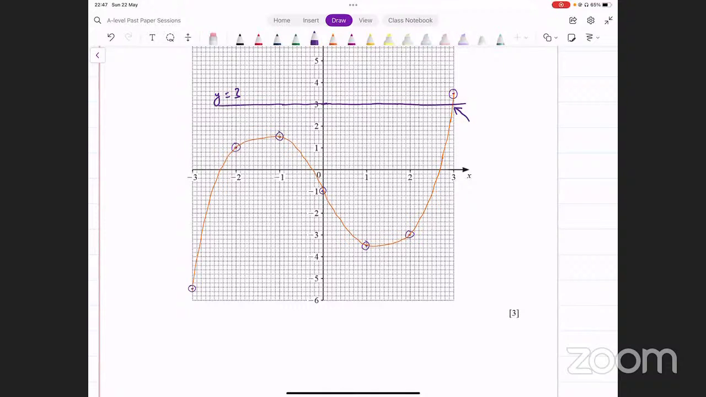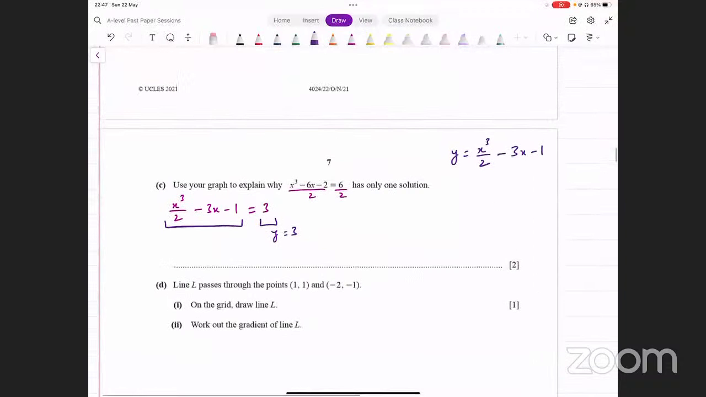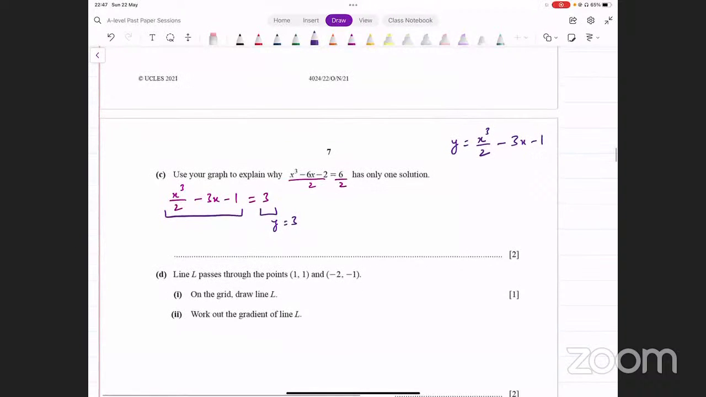So what do you have to write there? It says use your graph to explain why this equation has only one solution. So you have to write your reasoning, what you are thinking in your mind. The line y equals 3 that you've drawn there only intersects the curve that you've drawn above at one point.